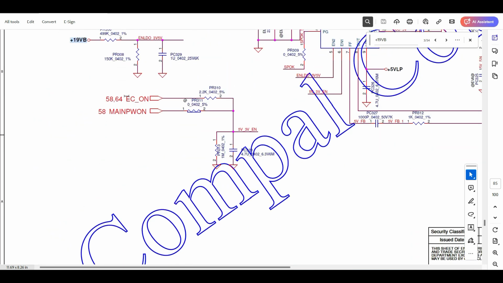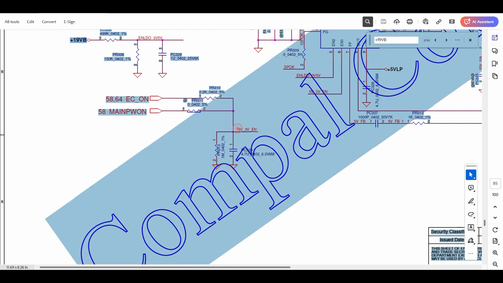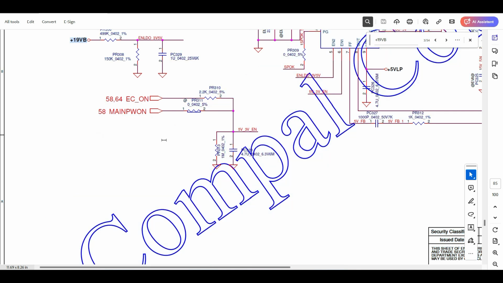See, once you press the power button, or before pressing the power button, EC on should come. First you need to check whether your laptop gets it before pressing the power button or after pressing it. These two signals, once they come, are the enables. Then this 3 volts always and 5 volts always will be active. According to that power rail, it will be active before, or maybe after pressing the power button.